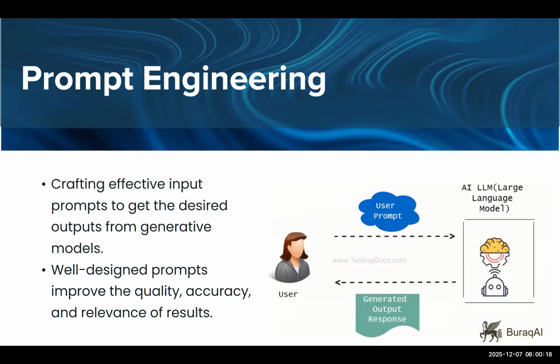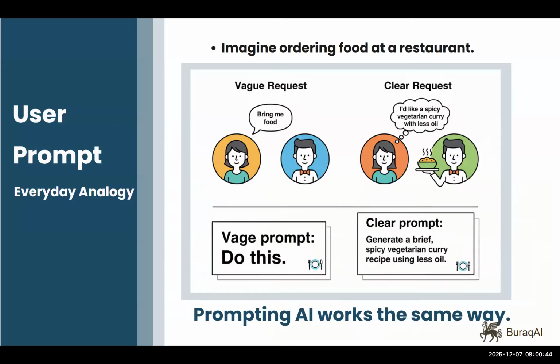It's just that you now have better tools or better models. You can use AI itself to do most of your work, even for prompt engineering. But you should know what prompt engineering is about and why you should put all of this in. Well-designed prompts improve the quality, accuracy, and relevancy of the results.